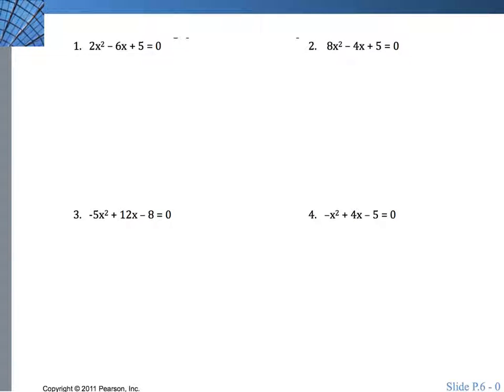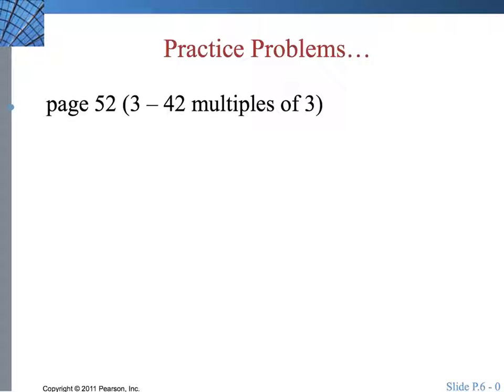Here's a chance for a couple more practice. Why don't you pick 1 or 2 of them to do with the person next to you and see what you get. Here's your homework.